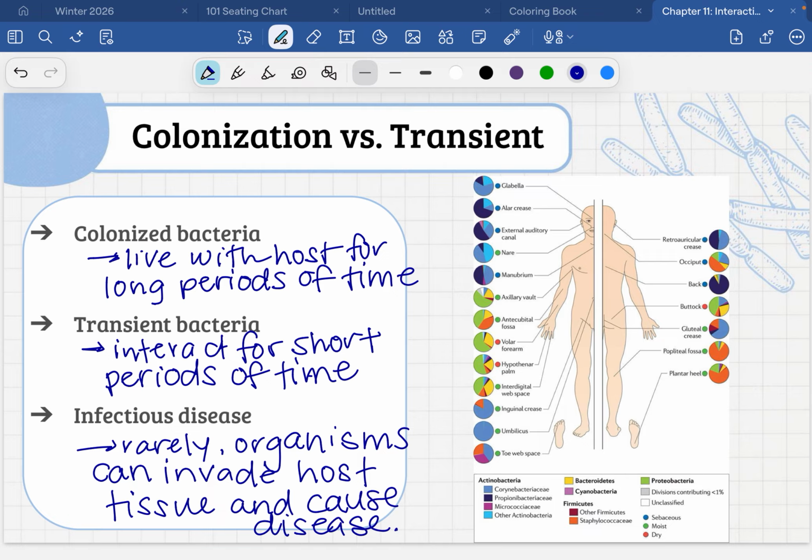And again, the organism causing the infectious disease can come from either of those groups. So a bacteria that has been a part of your normal gut flora for decades, something can all of a sudden change and it can take over your body and cause disease. Just because a bacteria has been around for a long time doesn't mean that it won't cause problems.